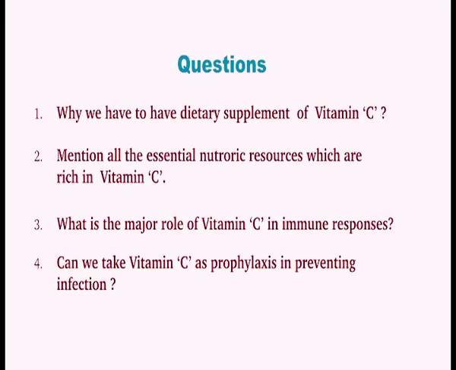I am going to ask you a question: why do we have to have dietary supplements of vitamin C? Mention all the essential nutritive sources which are rich in vitamin C, and what is the major role of vitamin C in immune responses, and can we take vitamin C as a prophylactic in preventing infection. You can take down these questions and you can find answers from the standard textbooks.